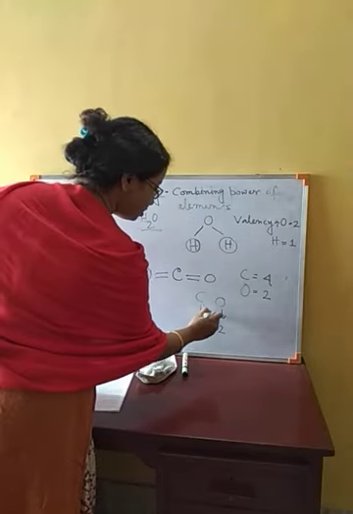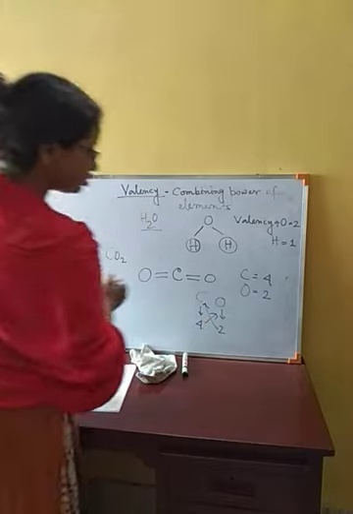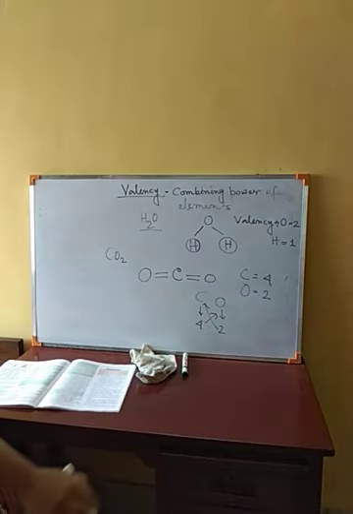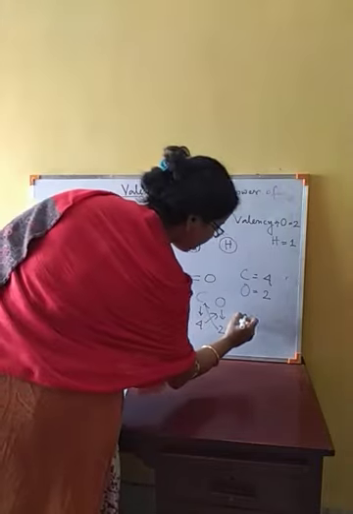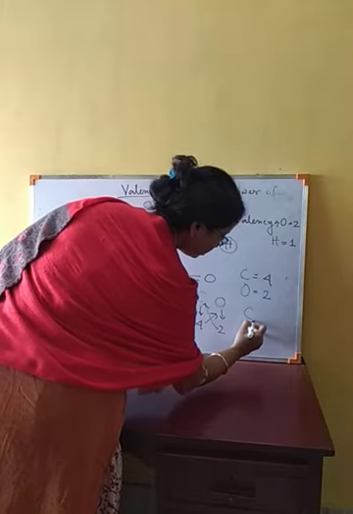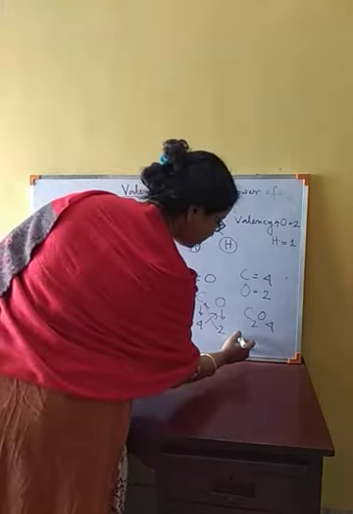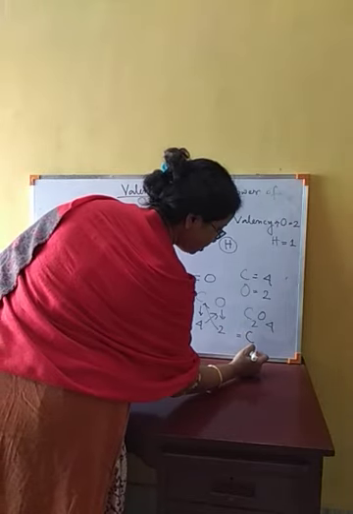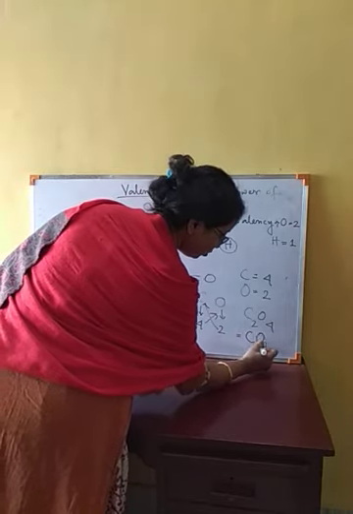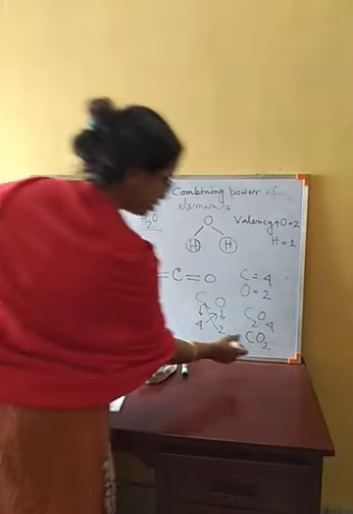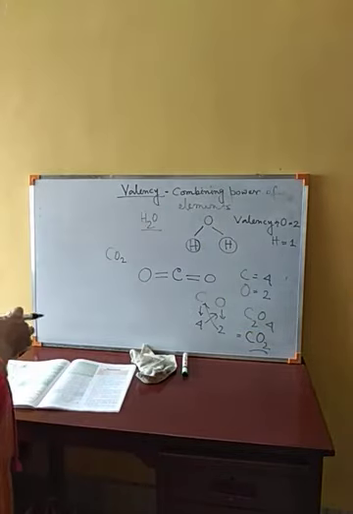Okay, we have to cross it. So this 4 will go to oxygen and this 2 will go to carbon. So how will we write? C2O4. Okay, now simplify this. Take the simple ratio. So this will be CO2. Okay, so this is the formula of carbon dioxide, no?